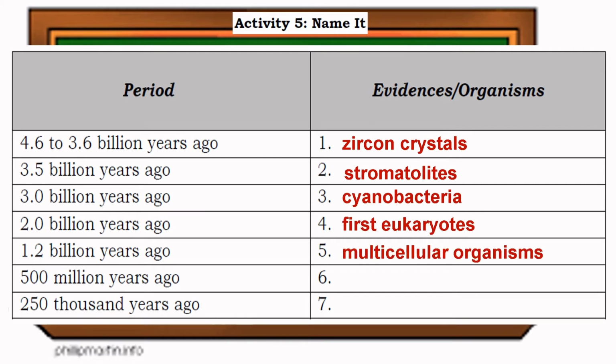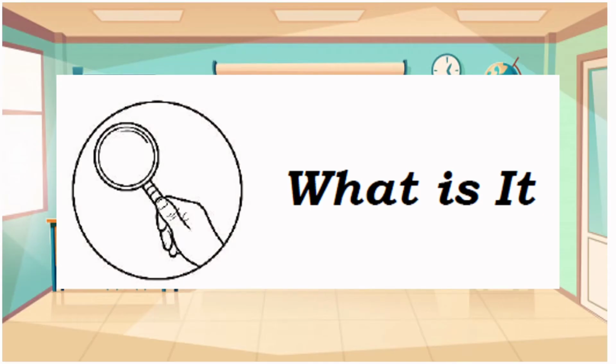1.2 billion years ago, multicellular organisms. 500 million years ago, trilobite fossils. And 250,000 years ago, Homo erectus. I hope you got it all correctly. Now let's proceed to what is it?